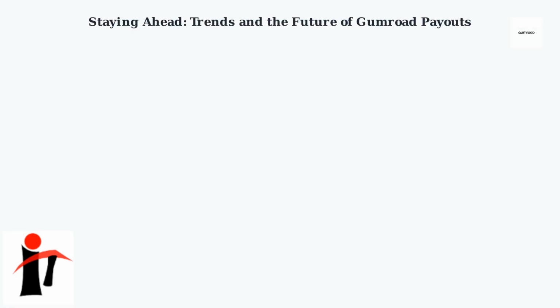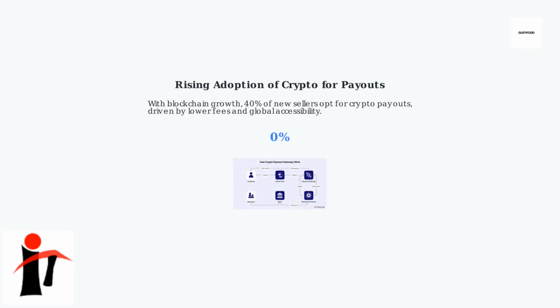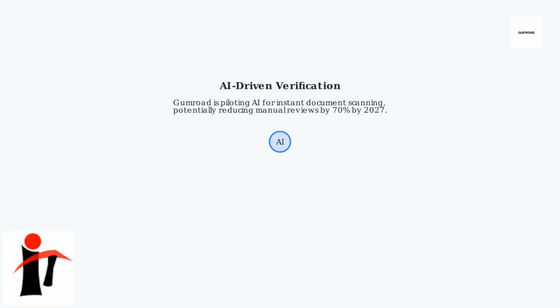Staying ahead means keeping an eye on emerging trends in Gumroad payouts. One major trend is the rising adoption of cryptocurrency for payouts. With blockchain growth, 40% of new Gumroad sellers now opt for crypto payouts, attracted by lower fees and global accessibility. Another trend is AI-driven verification processes. Gumroad is piloting artificial intelligence for instant document scanning, which could reduce manual reviews by 70% by 2027.